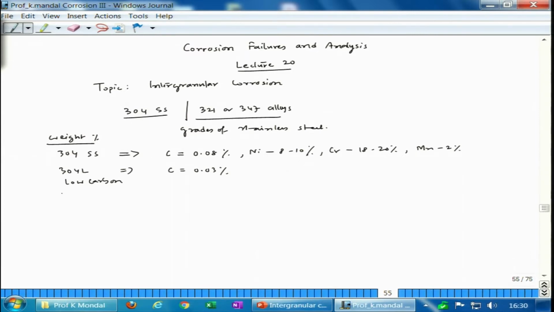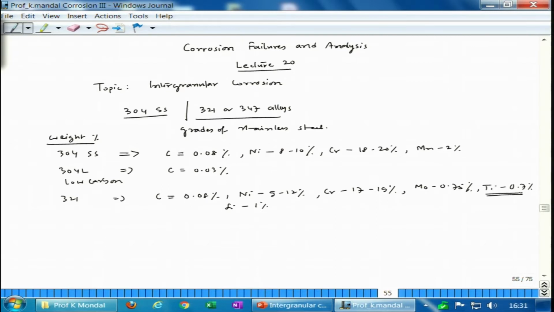Now, you can have 321, where the carbon is 0.08%, and then nickel is around 9 to 12%, chromium about 17 to 19%. There could be a little bit of molybdenum, 0.75%, and then titanium 0.7%, and silicon could also be present at 1%. So, this is the typical composition of 321, and the important thing to note is basically the titanium.